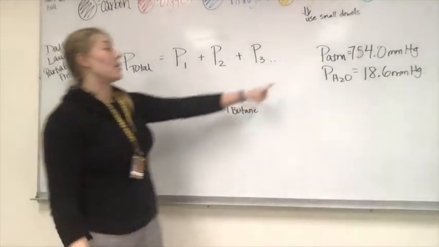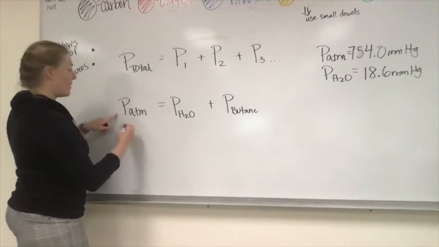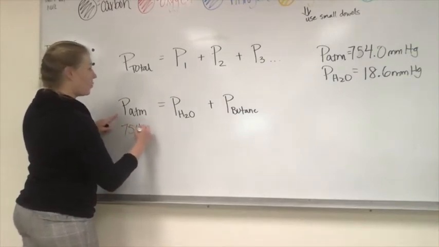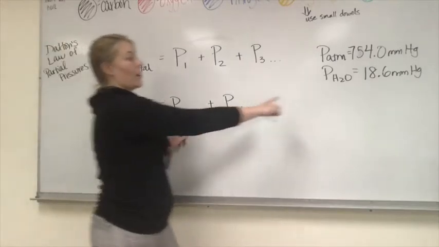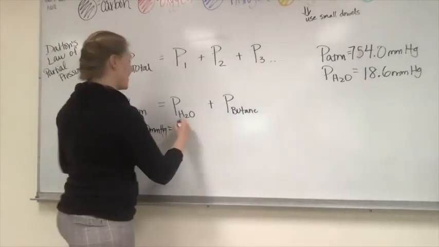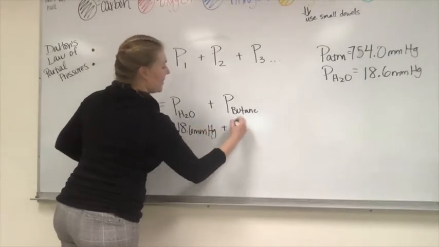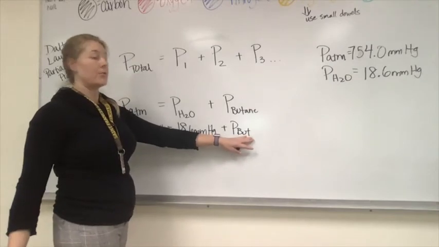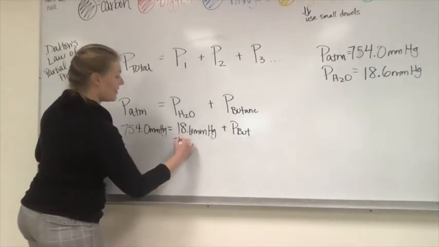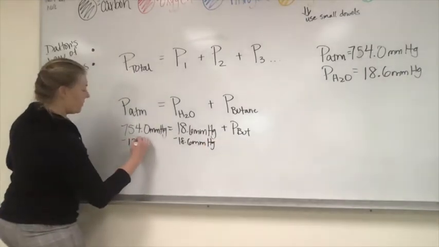So if we know these two, then we know our atmospheric pressure, 754.0, is equal to the partial pressure of water, which we found to be 18.6, plus the partial pressure of butane. So all we have to do to figure out the partial pressure of butane is subtract 18.6 millimeters of mercury from both sides.